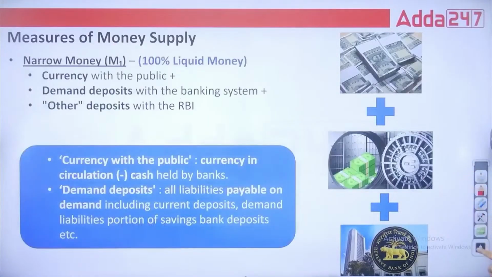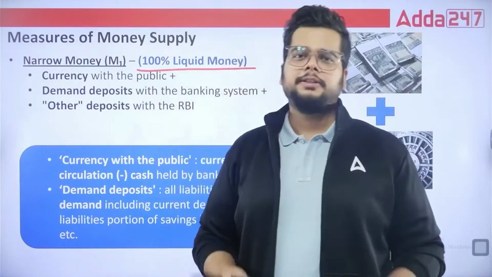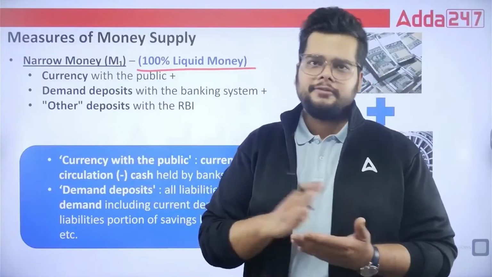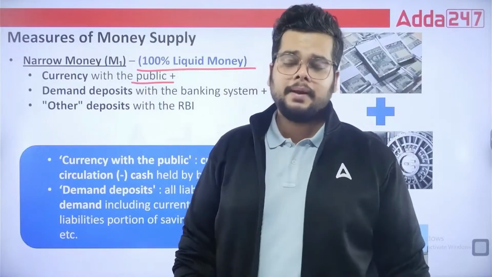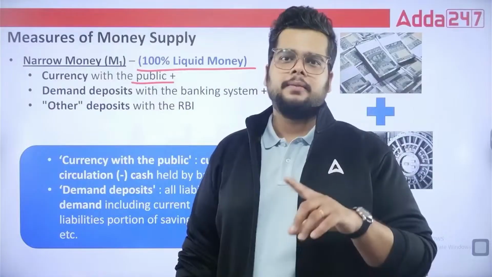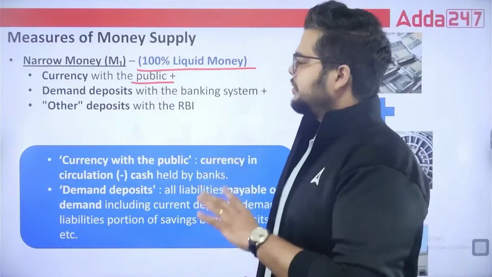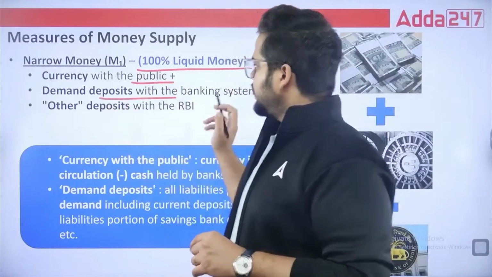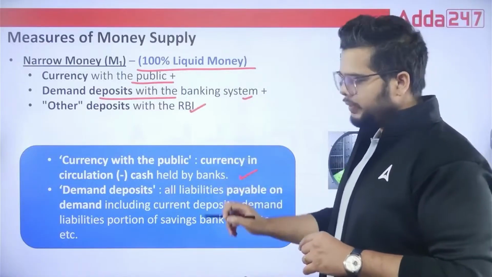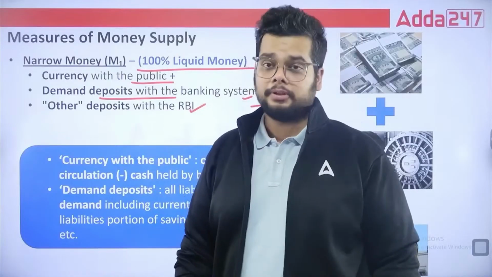Next we have M1, wherein you will find 100% liquid money. Why? Because this particular component entails every amount of money which is in circulation, be it the currency with the public. We have seen currency in circulation. How will you arrive at currency with the public? By subtracting the banks' cash holdings from the currency held in the entire economy. So currency in circulation minus the cash held by the banks will give you currency with the public. Demand deposit with the banking system, you will be adding that also along with the other deposits with the RBI. So from here you will find a reference to demand deposit.